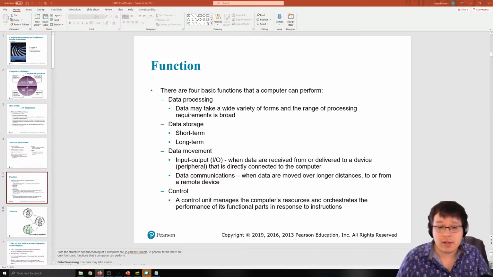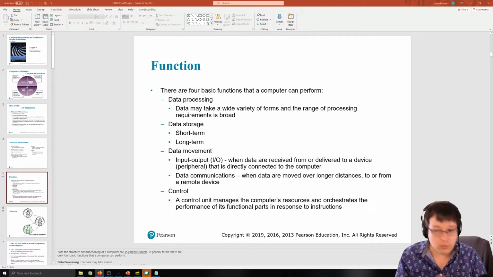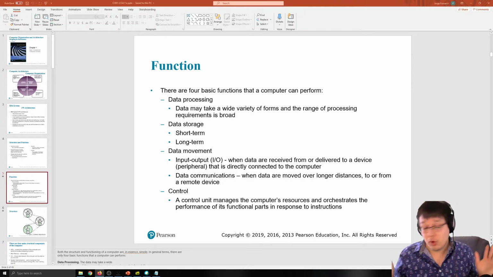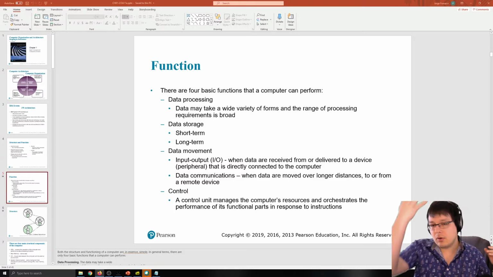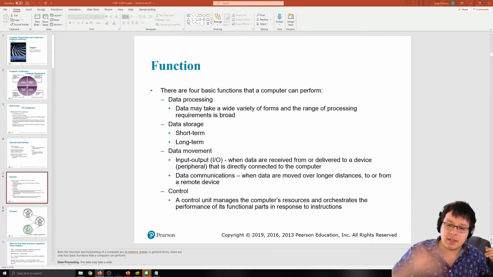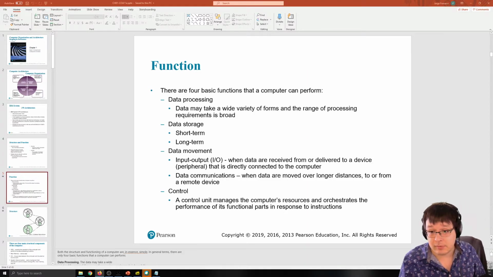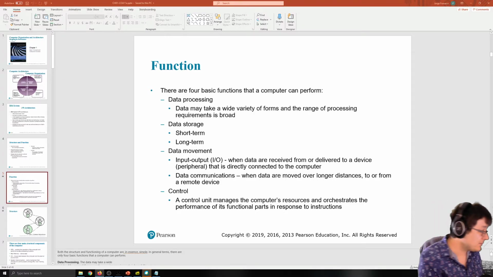And that's your control. It's some sort of control unit, as it says here, that manages the resources, resources being all your I/O devices, your RAM, your storage, and all of that, and orchestrates the performance of the functions. That's a very fancy way of saying: organize how things communicate and how they work together to achieve these tasks. That's the hardest part of the computer, I frankly believe, the control side of things.